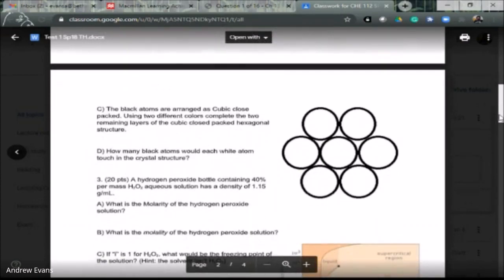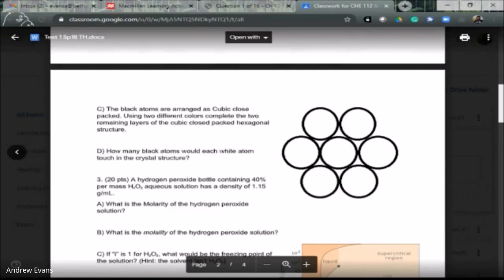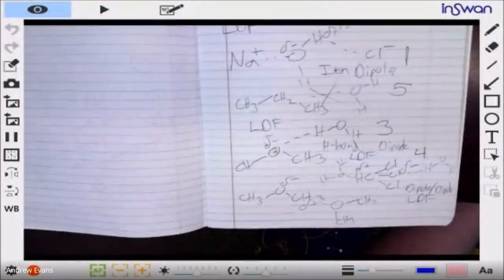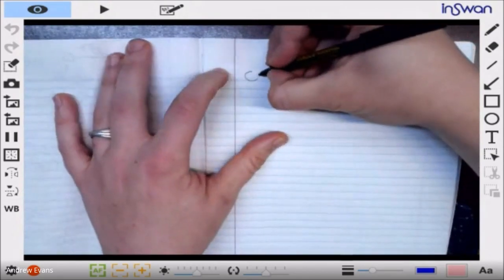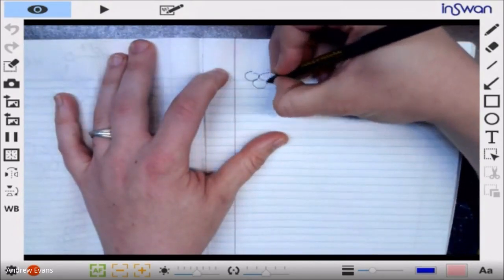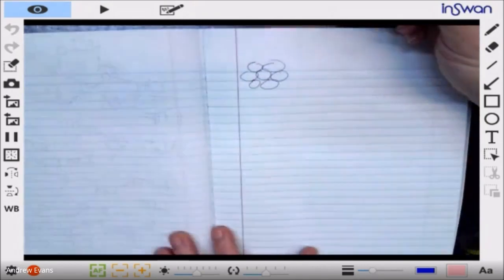Once again, C and D we don't really need to do. I'll go ahead and show them real quick because we're here. Using 2 different colors, complete the remaining layers of the cubic close packed and hexagonal structure. As I said, we didn't really go over this. Had you read the book, we might see this a little bit more, but just draw the layers. So 1, 2, 3. I didn't really have the time, and it's not really easy to bring in the atoms.